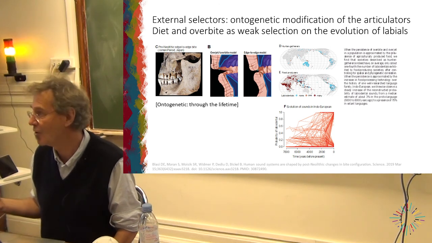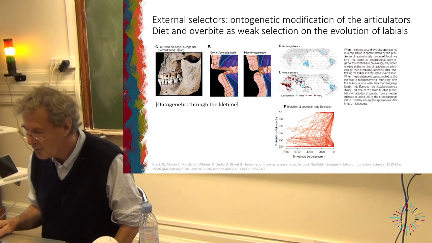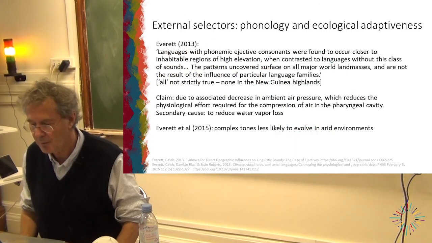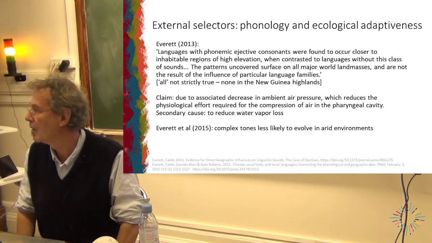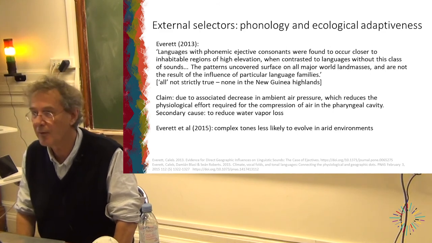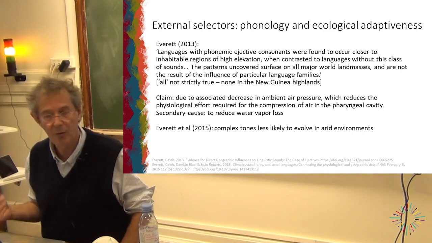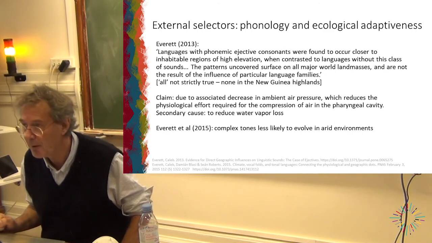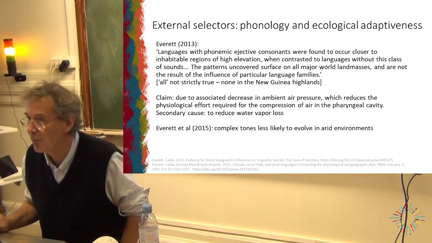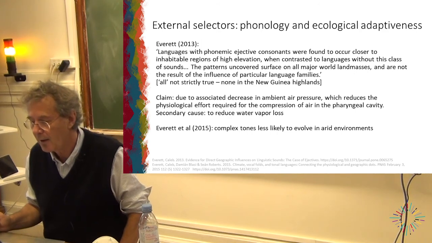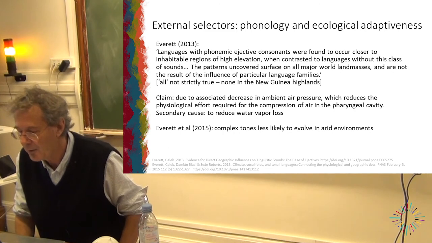And this is ultimately another type of culture, right? Like food-producing culture, influencing your sound system. So just two more slides to go. This is another type of external selection. That is, does the physical environment that you live in have some effect on what's an evolvable phonological system? Caleb Everett, son of Dan Everett, has argued that the evolution of ejectives is favoured by living at high elevations. So he did a study.